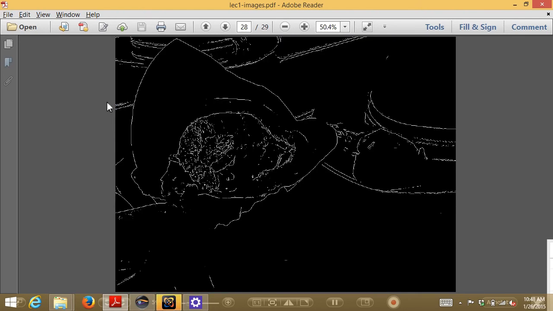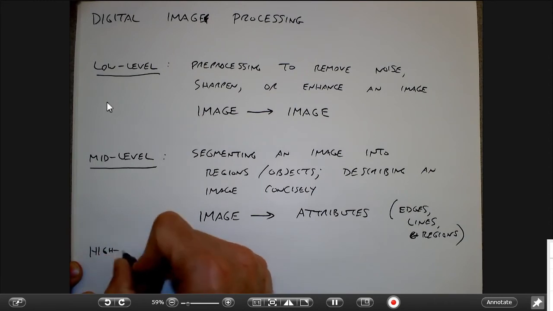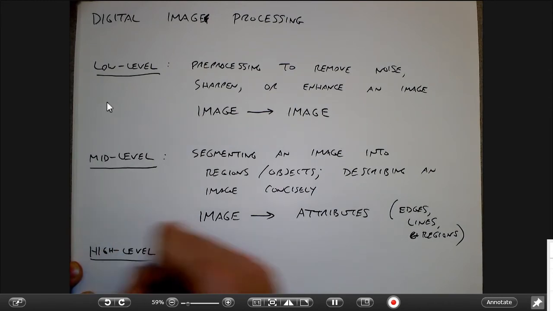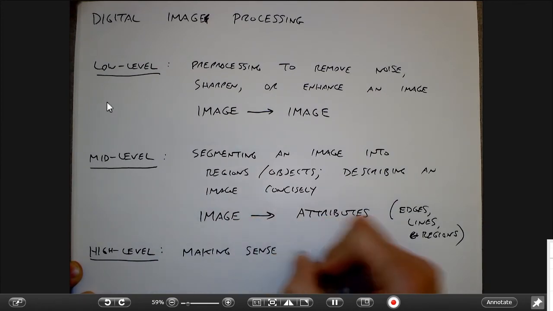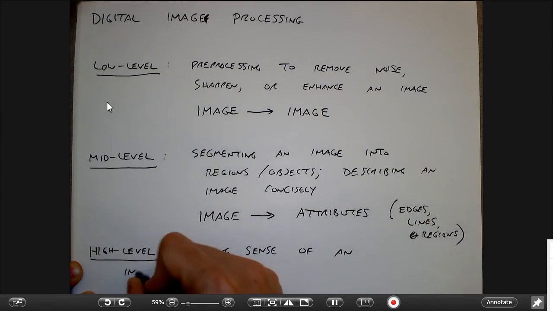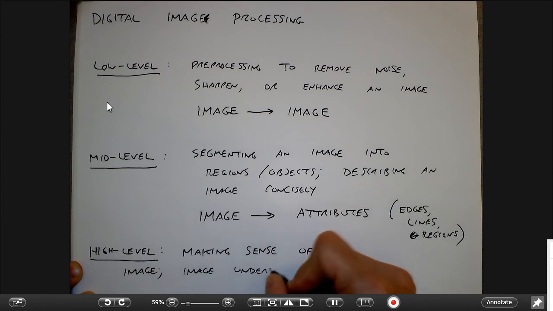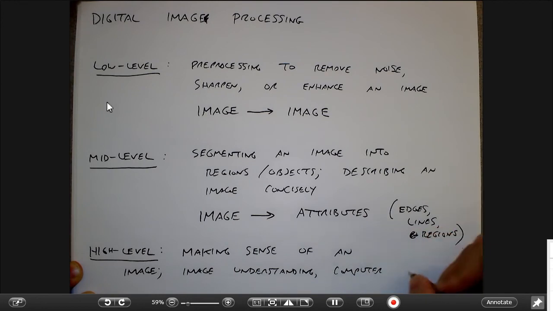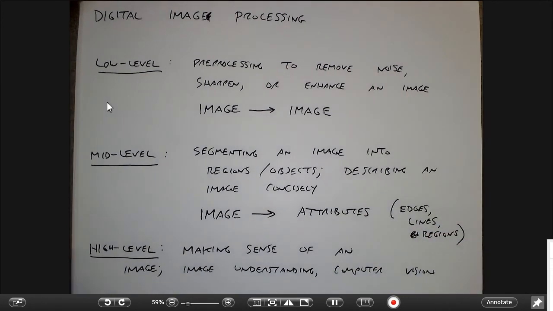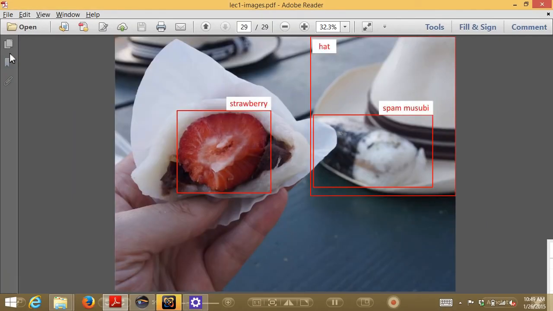And then the third thing is what I would call high-level image processing. In general, I would call that making sense of an image, image understanding, and what I would call computer vision. Right? And so, for example, a computer vision problem would be something like taking that image and understanding that this is a strawberry, right? Now, we're not going to be able to get to that point in this class.